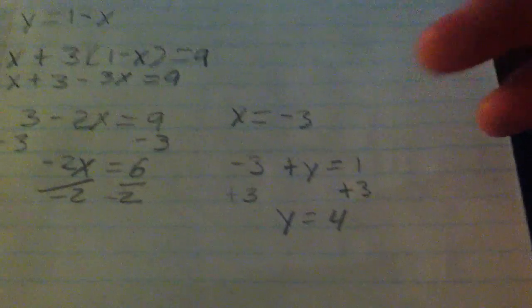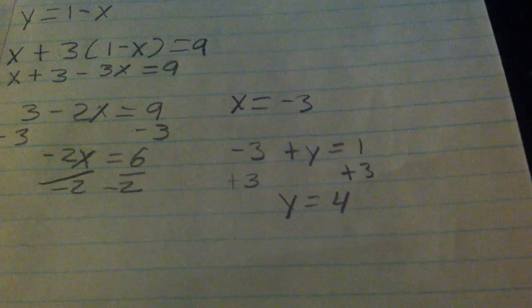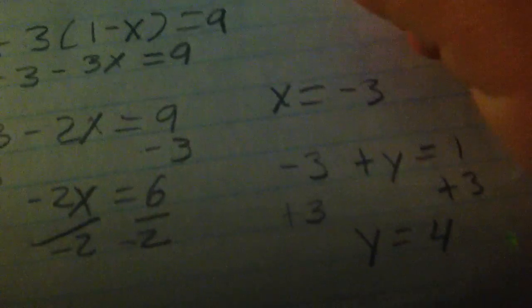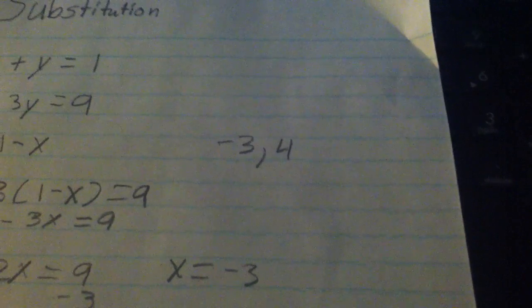Now, because a system of equations is made of linear functions, you can write down these as coordinates. So your final answer could look something like negative 3 and 4. Because you can go back and graph this if you'd like.